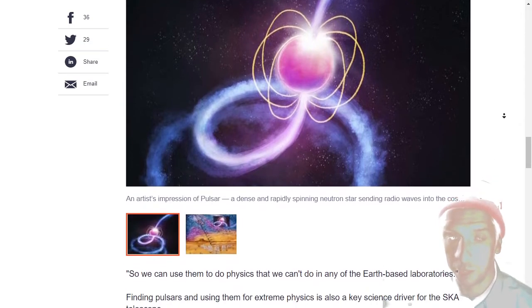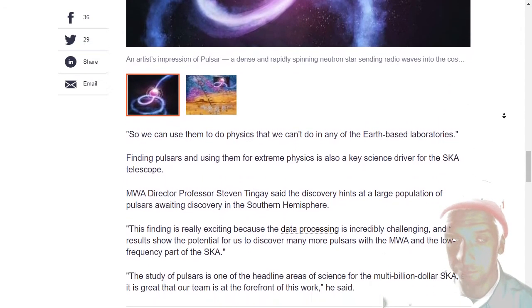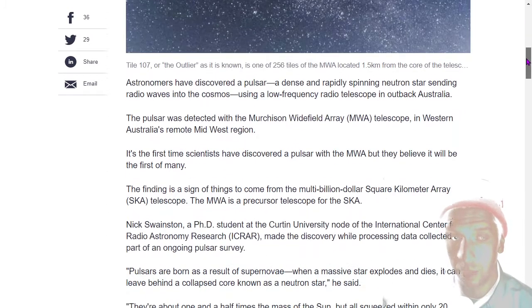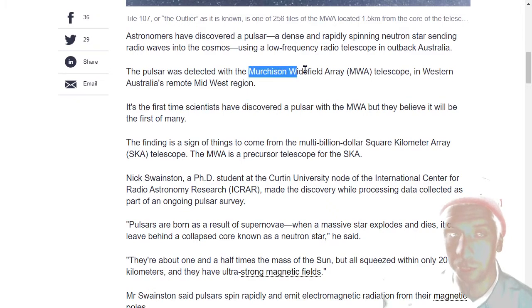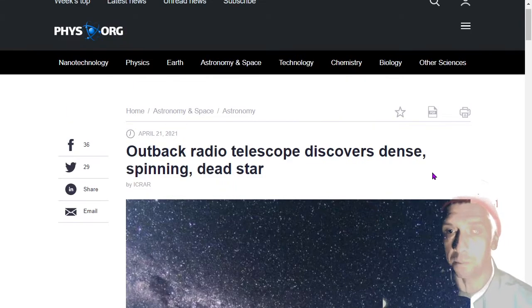So pulsars are pretty interesting, and so is the LOFAR. Pulsars and LOFARs. I'm sorry, it's not the LOFAR, it's the Murchison Wide Field Array. The Murchison Wide Field Array featured on a previous video.